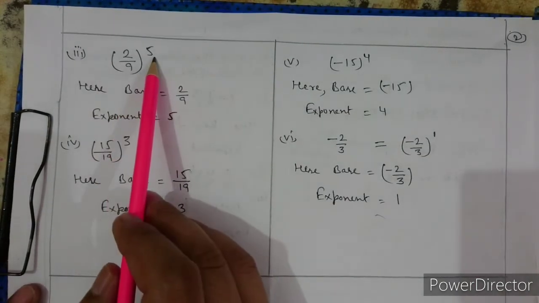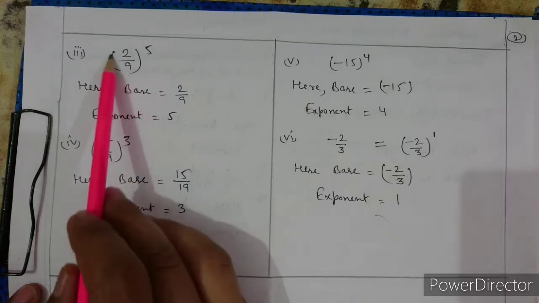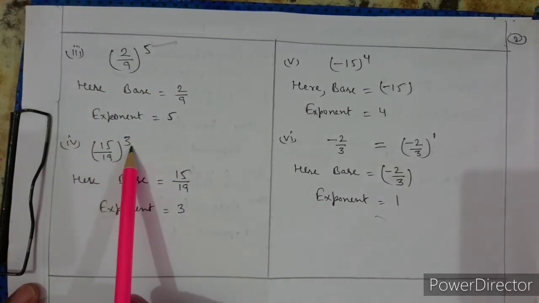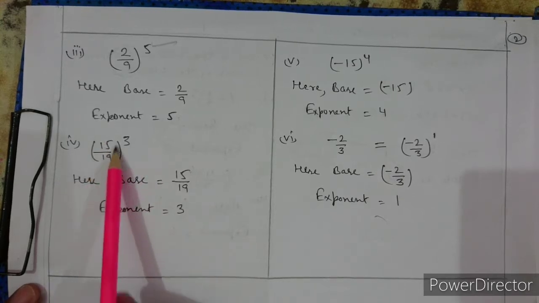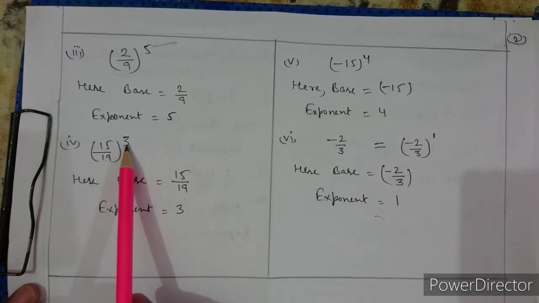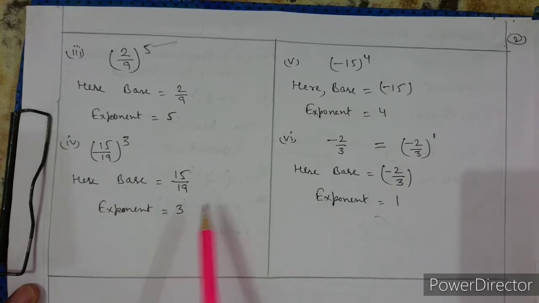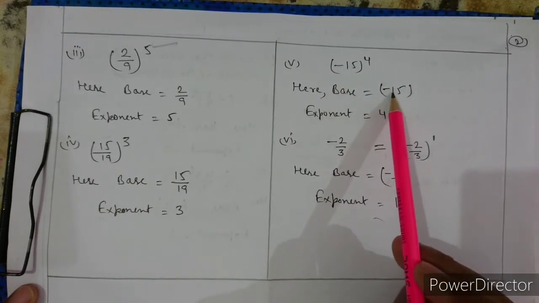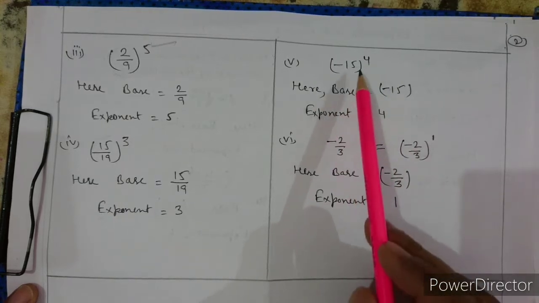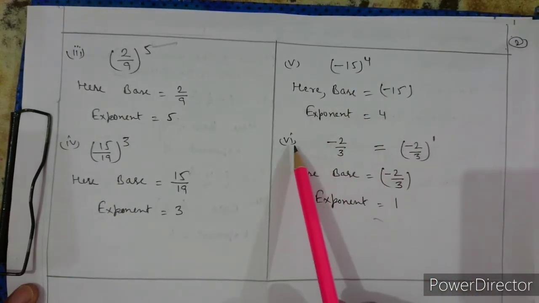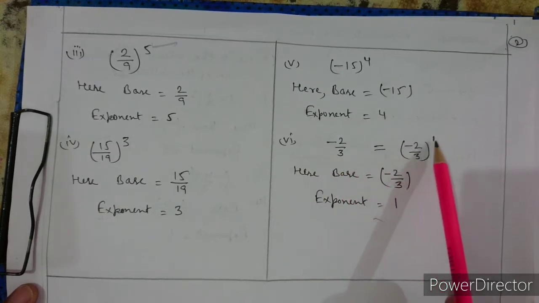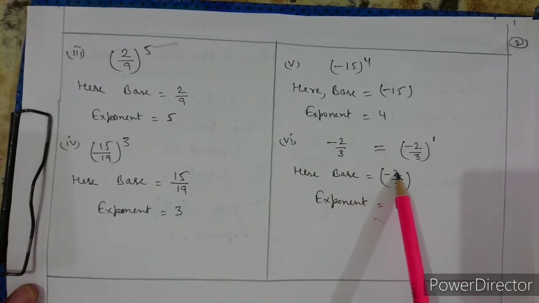2 upon 9 raised to the power 5. Here the base is 2 by 9 and the exponent is 5. 15 upon 19 raised to the power 3. Base is 15 upon 19 and exponent is 3. Minus 15 raised to the power 4. The base is minus 15 and exponent is 4. Sixth question, minus 2 upon 3 raised to the power 1. So base is minus 2 upon 3 and exponent is 1.